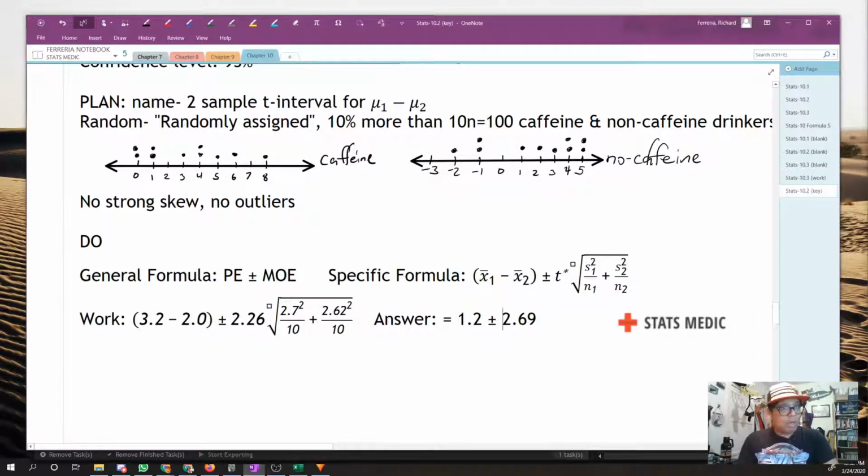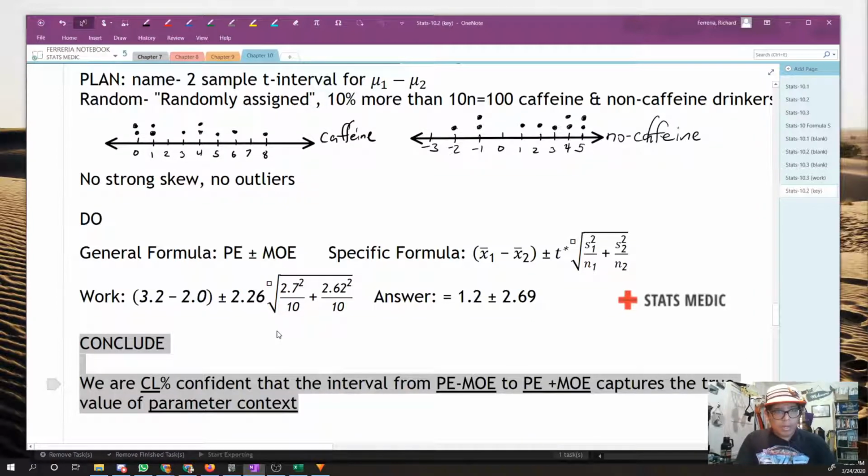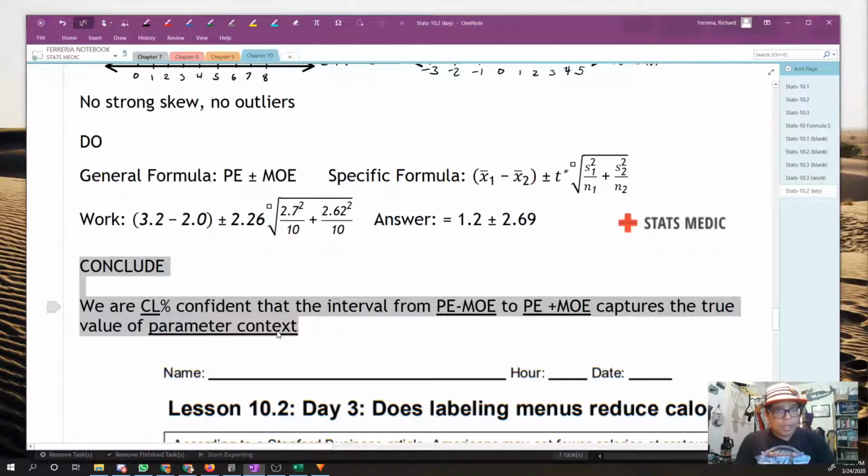Okay, the last part is your conclude. Let me help you out by giving you your set phrase. All right, there's your set phrase. Go to town, start filling in the blanks, and pause it here, and we'll come back and check.